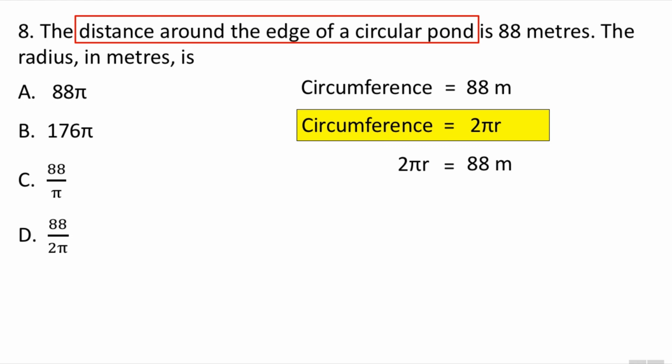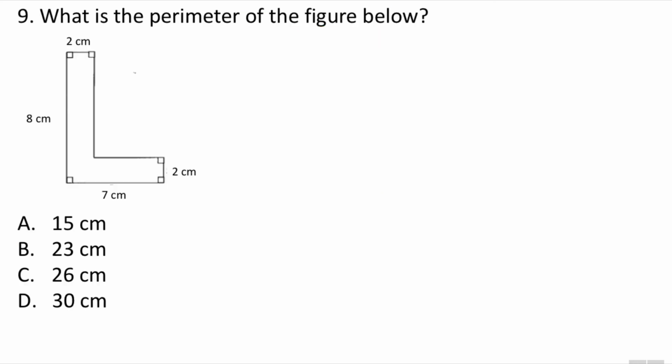So we divide both sides of the equation by 2 pi. I do that on my left hand side as well as my right hand side. So 2 pi divided by 2 pi on my left, I would be just left with r. And that's equal now to 88 over 2 pi. Which therefore means my answer is D, guys. Lovely. I hope you got this one.